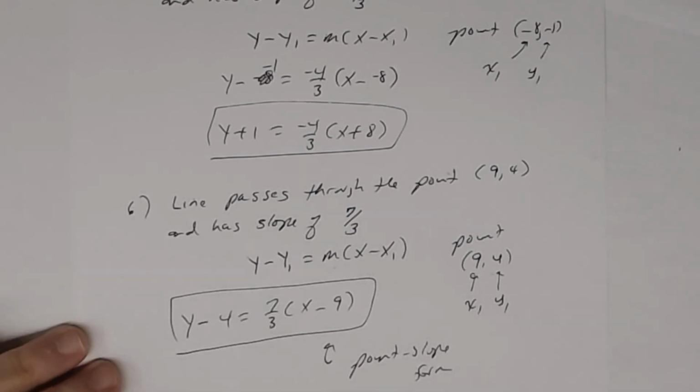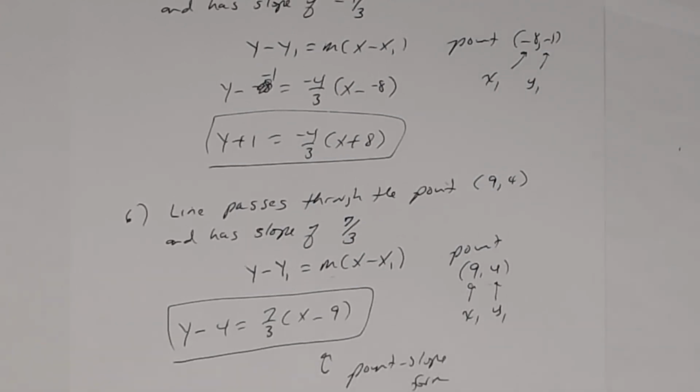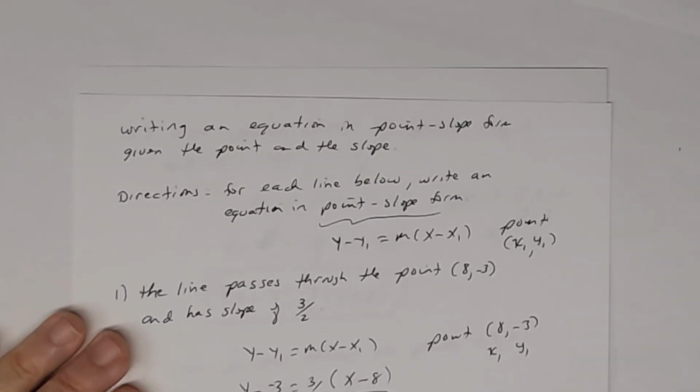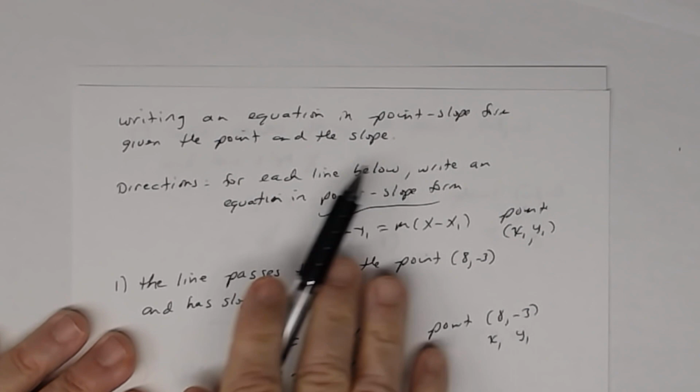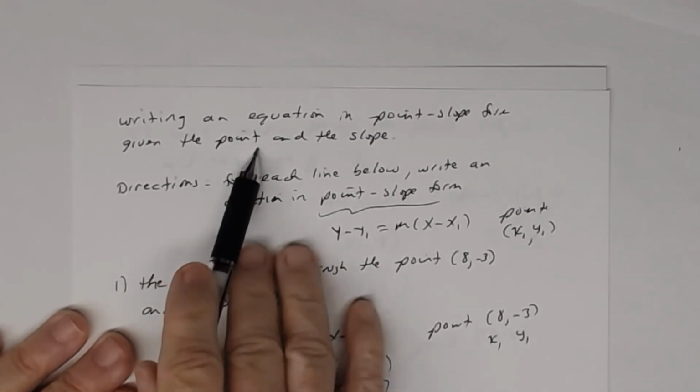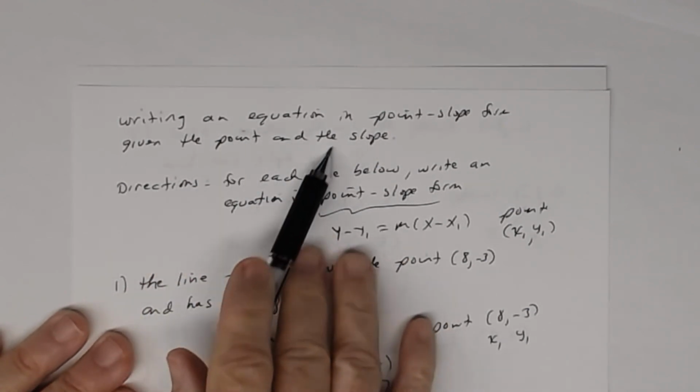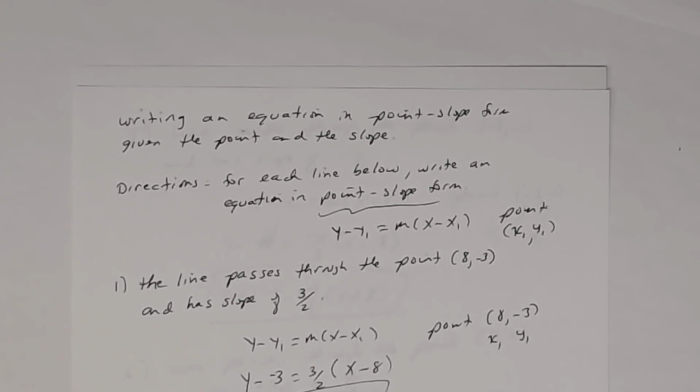All right, and so that is the lesson on the topic of writing an equation in point slope form where the point on the line is given and the slope of the line is given. All right, so that's the end of this lesson.